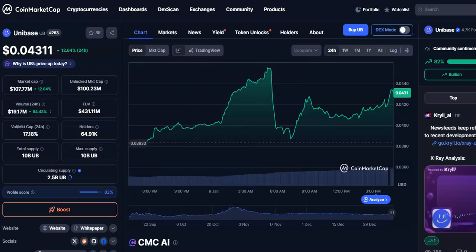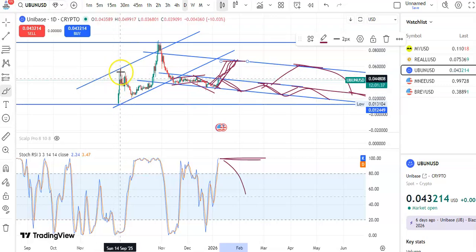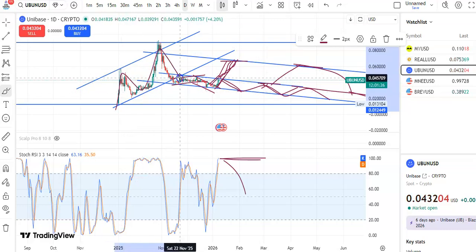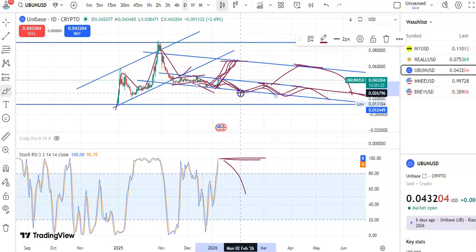Now we'll go to the chart. It is very important to draw trend lines to find out support and resistance levels. With that you can find out what trend it is following. Previously you can see candles were moving in an uptrend channel pattern. Like this it was moving, and then the breakout happened. Now candles will move in this downtrend channel pattern.